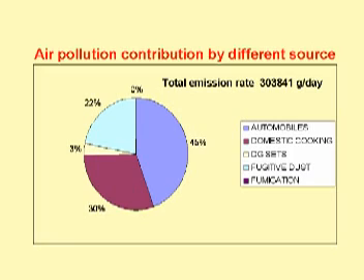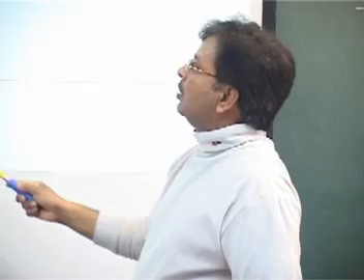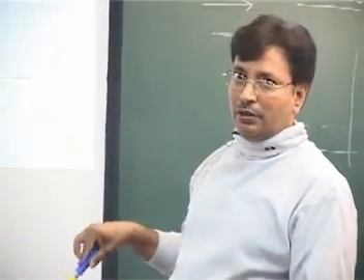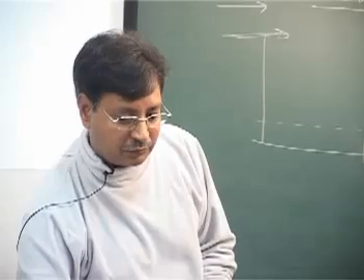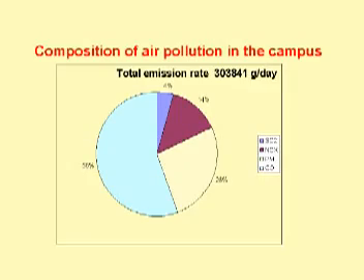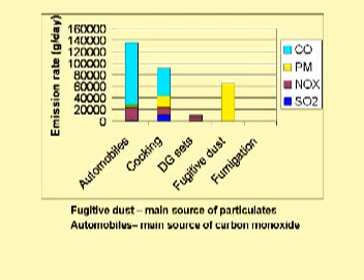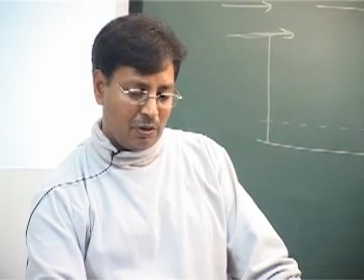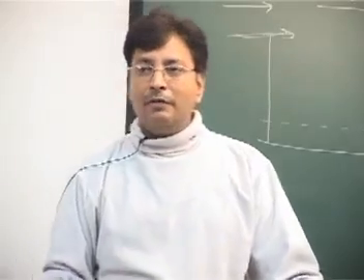And then you could exactly say the major problem comes from the vehicles and from the domestic cooking, as you can see here. Combustion air pollution in terms of the campus, 50% was carbon monoxide, SO2 and particulates and things like that. You could also see the emission rates in grams per day, how much from the automobiles, from cooking, from DG sets, from fugitive dust and fumigation. And then there were some conclusions that we can skip for a while. Let me show this one very quickly before I end.